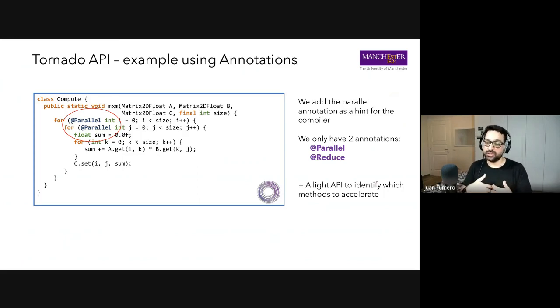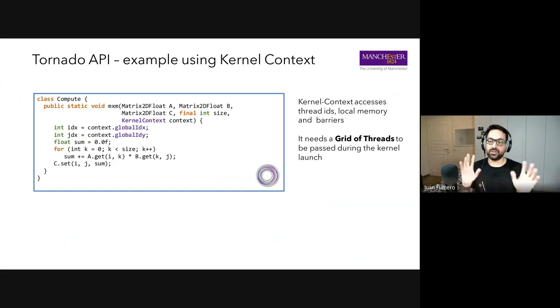If you want to use the kernel API instead to identify parallelization, you can use it, and the kernel will look like this. If you know CUDA, or OpenCL or oneAPI, this is pretty much a one-to-one mapping. We have a new object that Tornado provides. It's called KernelContext. Through the context, we can access the thread IDs in the X dimension, in the Y dimension, for example. Right.